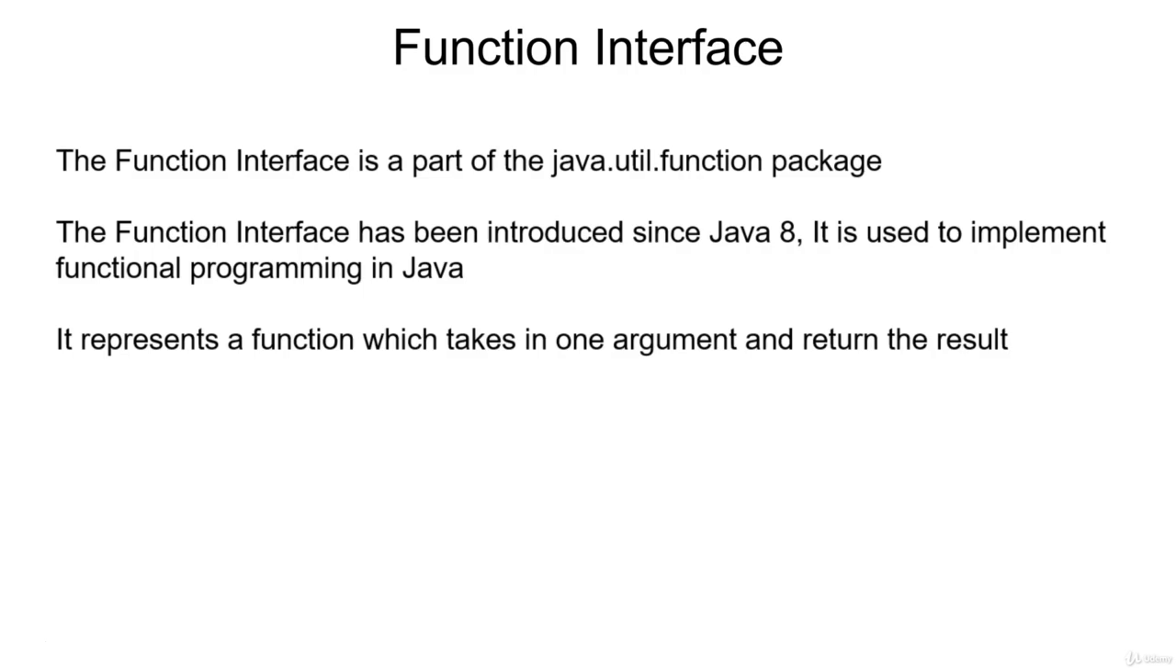If you look at the Consumer examples which we did, Consumer only takes arguments, it does not return a result, whereas Function takes an argument and returns a result. Basically, it takes two types, one is the input and the other one is the output. Now let's look at an example of Function in IntelliJ.